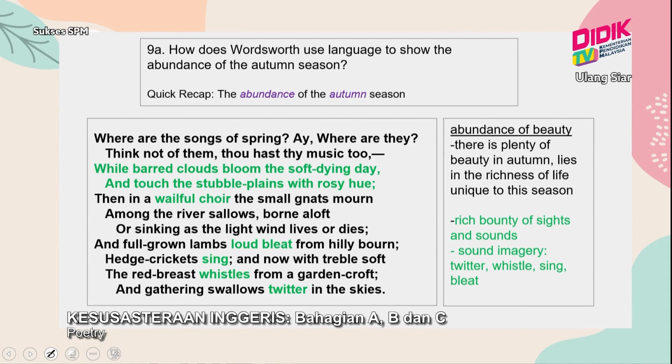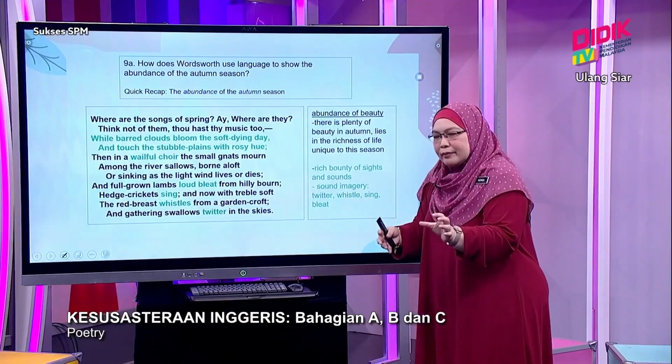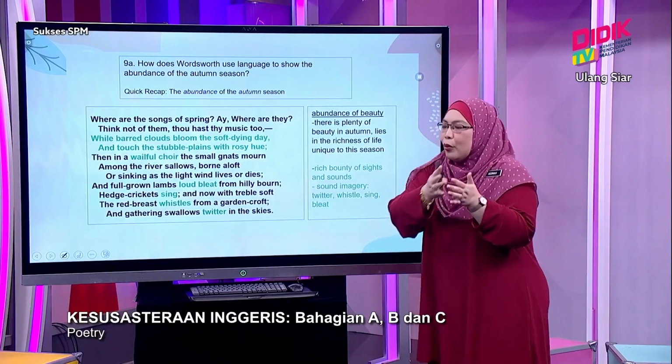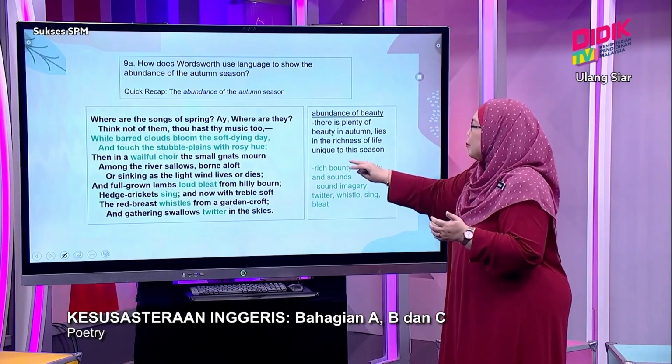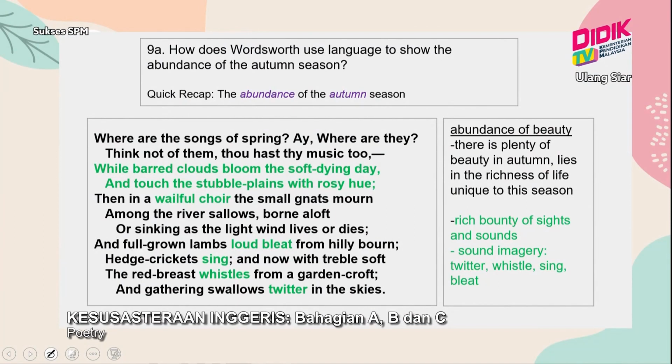It lies in the richness of life that you can actually only hear and witness when the season comes around. Right? A lot of kids will ask, what do you mean, Che? What do you mean by unique? So I always have to say, autumn has a special and unique role to play with the other 3 seasons. All right? So when you get to the bleat of the lambs, the singing of the crickets, the whistling of the robins, those are all sounds that you can only hear during autumn. Right. Definitely. And that's what makes autumn special.